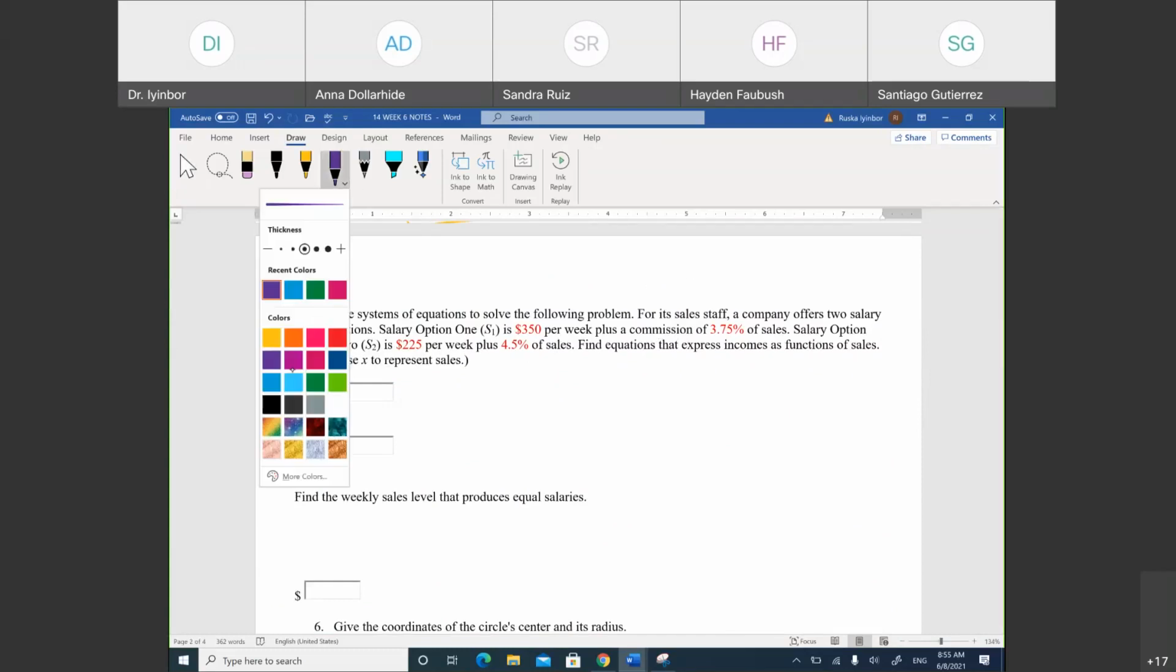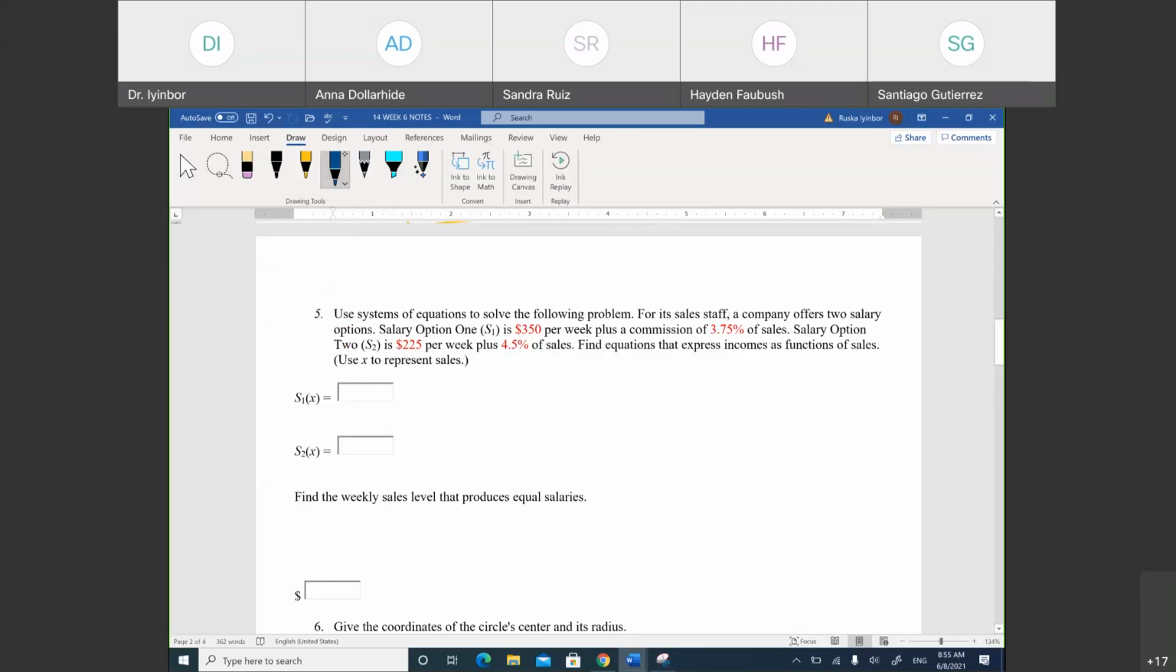This problem doesn't have a formula or something. You just have to use your common sense. So here, for each sales staff, a company offered 2 salary options. Option 1, pay $350 per week plus a commission of 3.75% of sales. And option 2 is $225 per week plus 4.5% of the sales. We need to find the equation to express the incomes as a function of the sales.